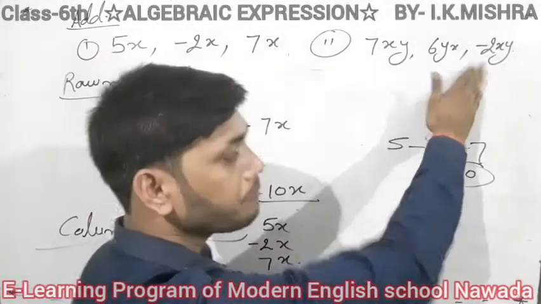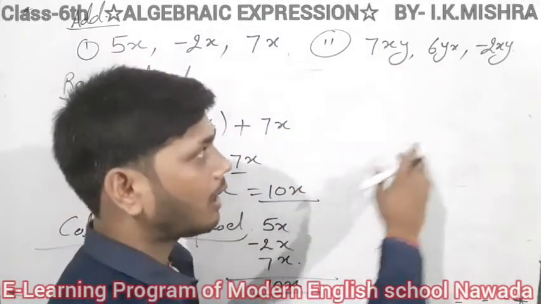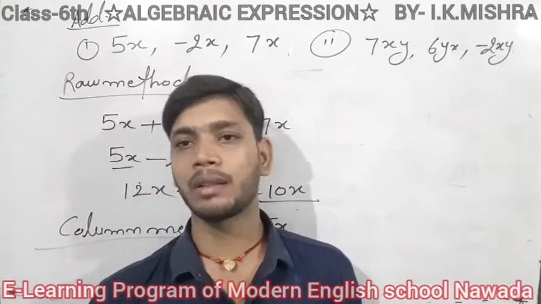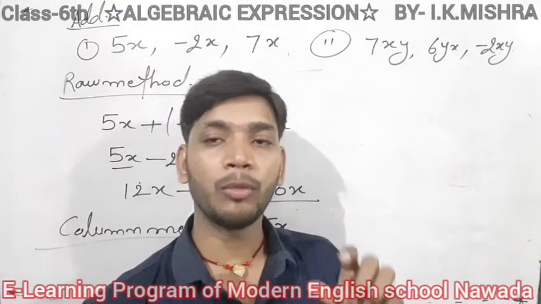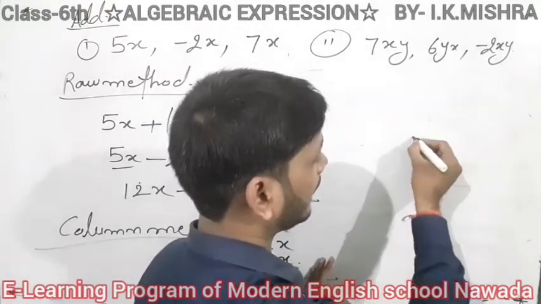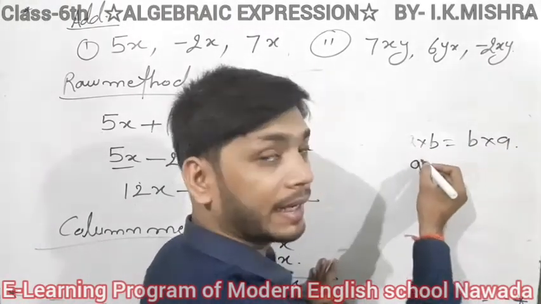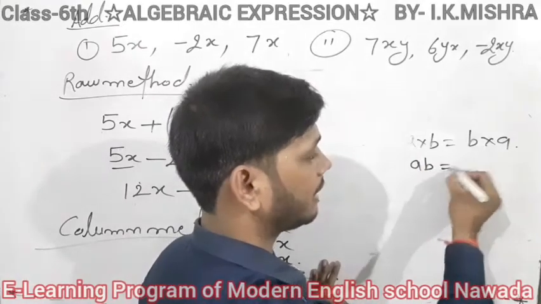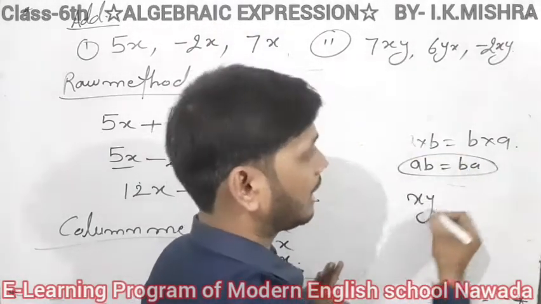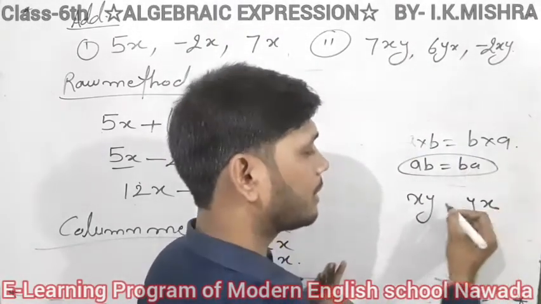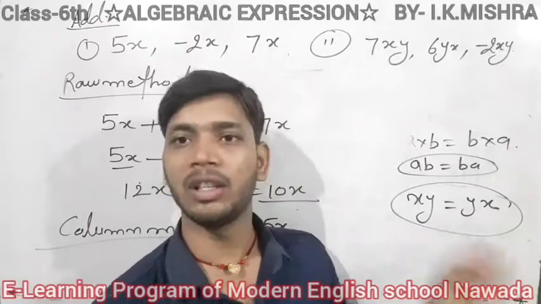Students, here also I write a question. Here 7xy, and here yx. Observe students, you have already learned in previous classes the commutative law of multiplication. That means a into b is equal to b into a, and you know a into b in algebra will be written ab and is equal to ba. That means here in this term xy and in this term yx, these are equal because the order of the numbers can be changed in multiplication.